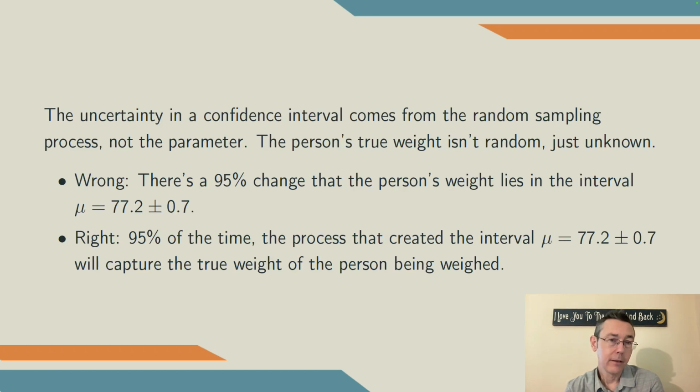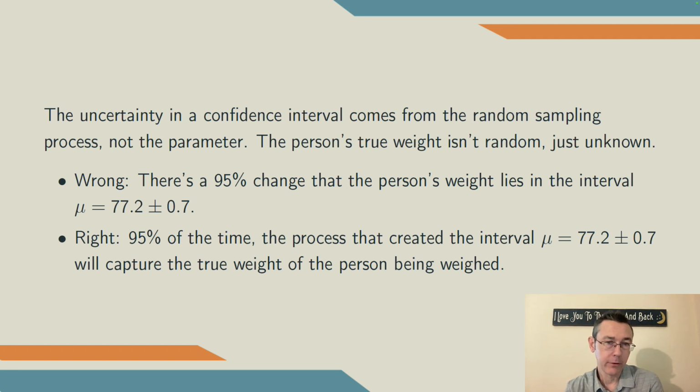Now, bear in mind that the uncertainty in a confidence interval comes from the random sampling process, not the parameter. So the person's true weight in this example is not a random variable. It's not random. It's just unknown to us, and those two things are pretty different. So it would be wrong to say there's a 95% chance that the person's true weight lies in this interval.